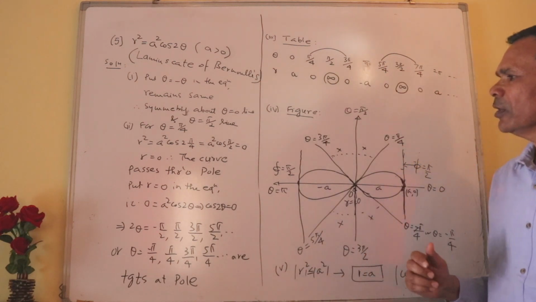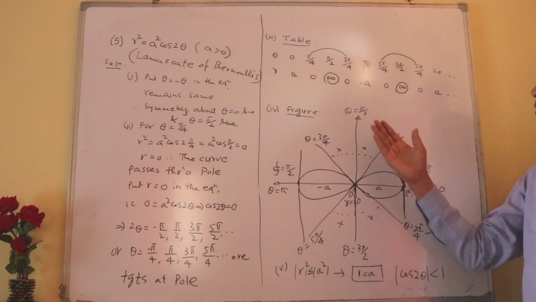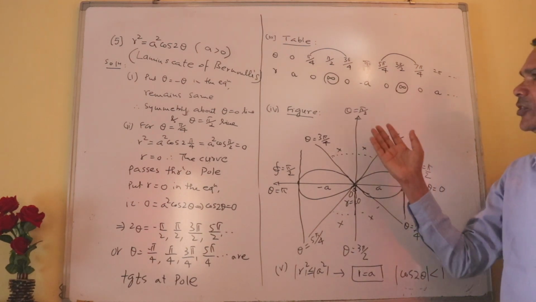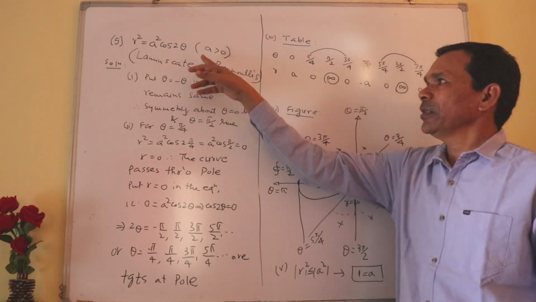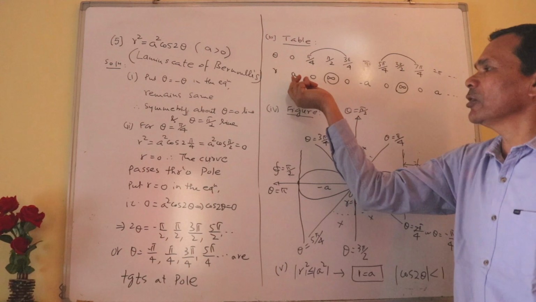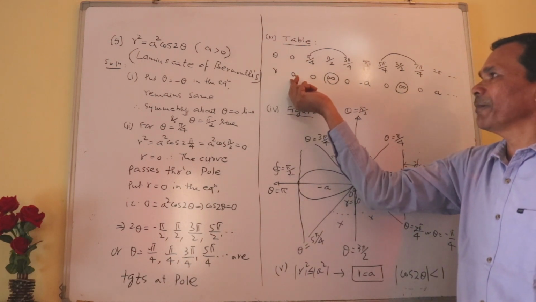Now we prepare a table for the values of r and theta. So we take some suitable values and check r here. For theta is equal to 0, if you observe, r square is equal to a square, which means r is equal to plus or minus a.